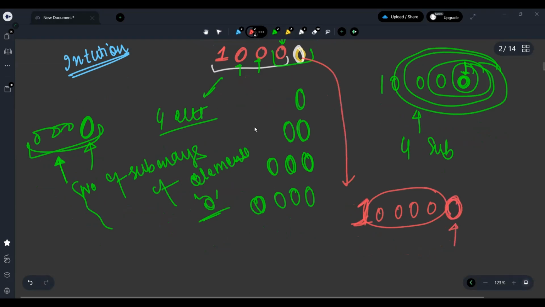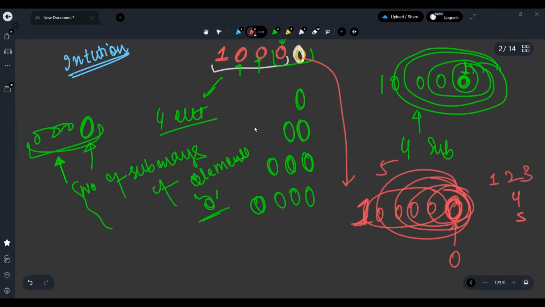Now this 0 will be added. This 0 will be itself contiguous. This one is contiguous 2. This one contiguous 3. This one contiguous 4. This one contiguous 5. So in total we have 5 subarrays because there are 5 elements.